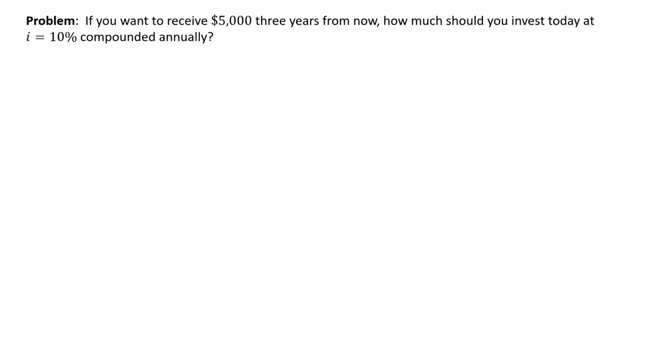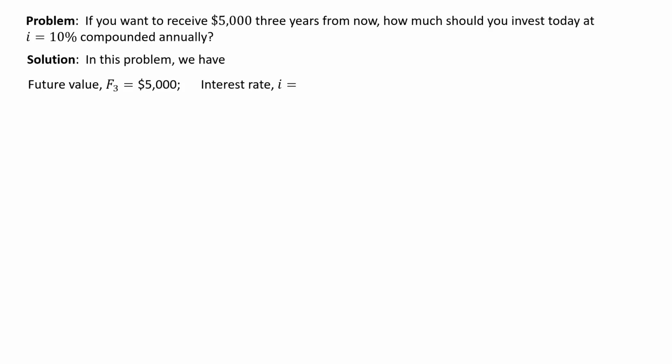I do have a problem. If you want to receive $5,000 3 years from now, how much should you invest today at i equals 10% compounded annually? F3 is 5,000, right? F is 5,000. Interest rate i is 10%, which is 0.1. Present value P, unknown. And so, a very nice boy, good boy, drew a cash flow diagram.